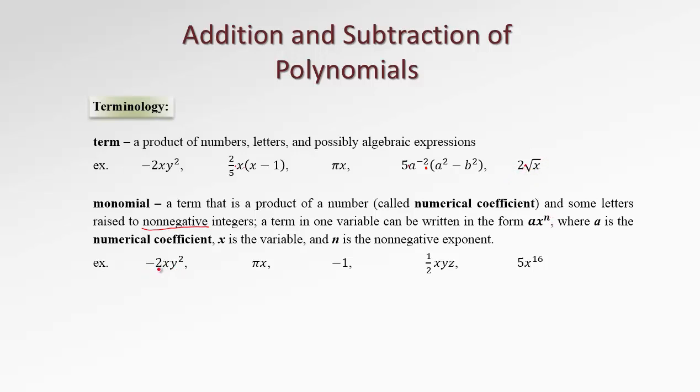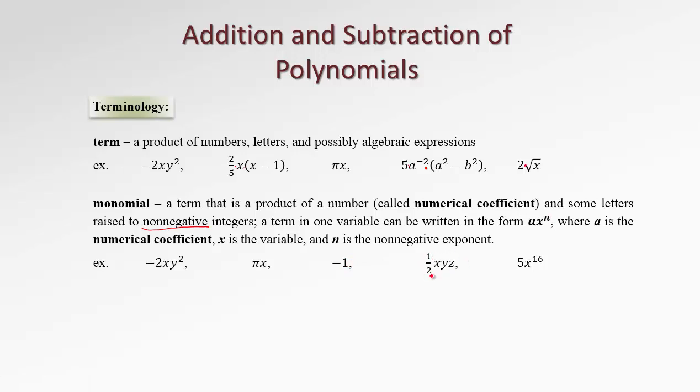Here we have some examples of a monomial. Negative 2xy squared, the first example from the list of terms. It is a monomial because we have a coefficient and we have x to the exponent 1 and y to the exponent 2. This monomial is in two variables. Another monomial, pi times x. That's actually written in the form ax to the n, where n is 1 and a is pi. Negative 1, again a nice monomial. To write it in the form ax to the n, a would be negative 1 and n would be 0, because x to the 0 is 1, it disappears.